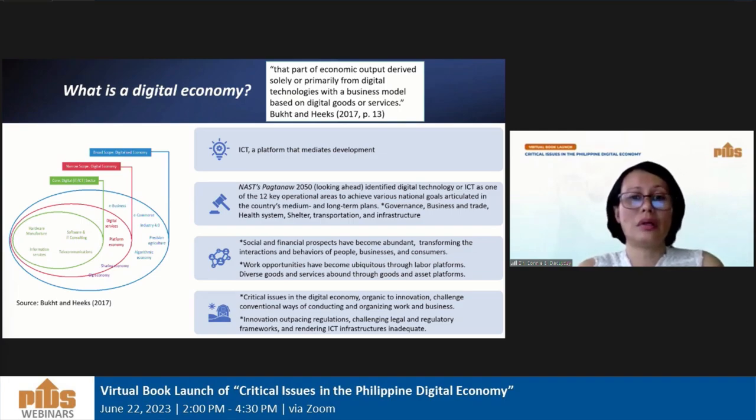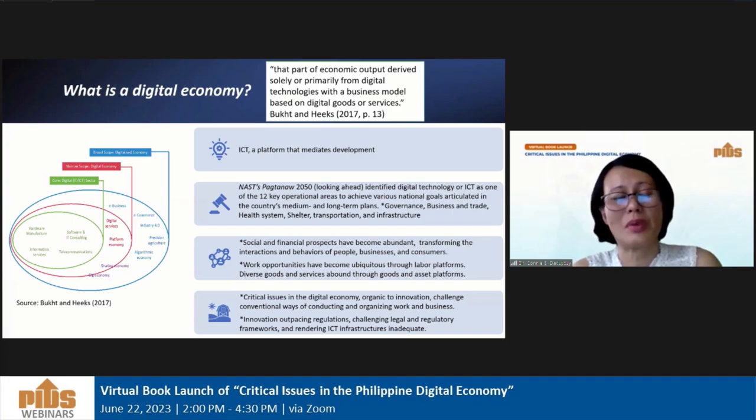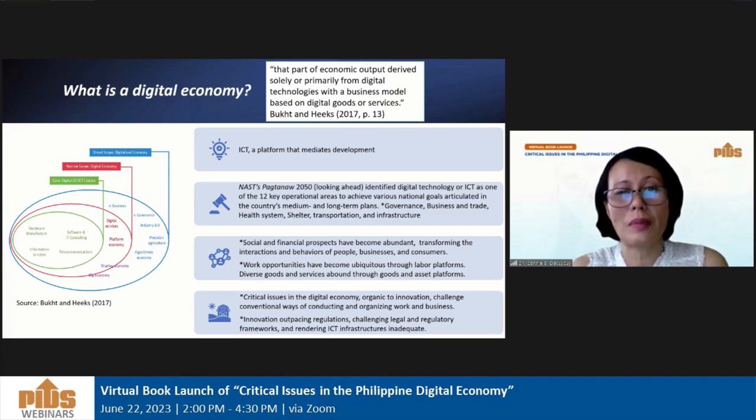There are two important observations to note here. The first one would be ICT brought opportunities. And these opportunities come in the form of social and financial prospects. It has become abundant. It has transformed the interaction and behavior of people, business, and consumers. Work opportunities have also become ubiquitous through labor platforms, and essentially diverse goods and services abound because of goods and asset platforms.